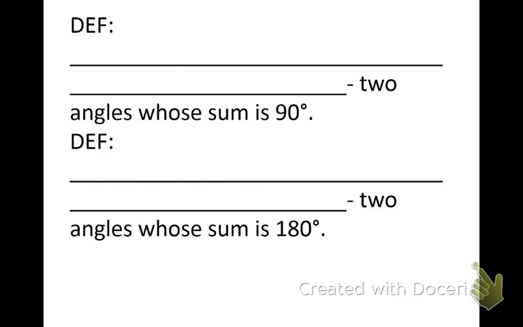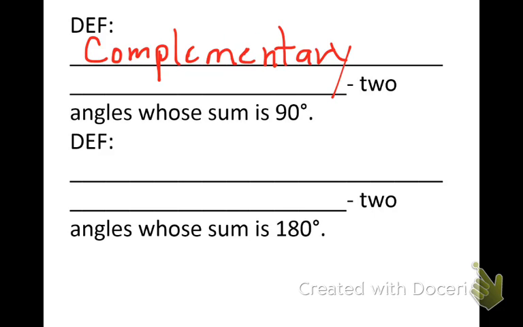Complementary means that the two angles sum to 90 degrees. They do not have to be adjacent or touching each other. I could have a 30-degree angle way over here and a 60-degree angle on the other side of the page. And if they ask me if they're complementary, I would say yes, because 30 plus 60 is 90. They can be next to each other, but they don't have to be.